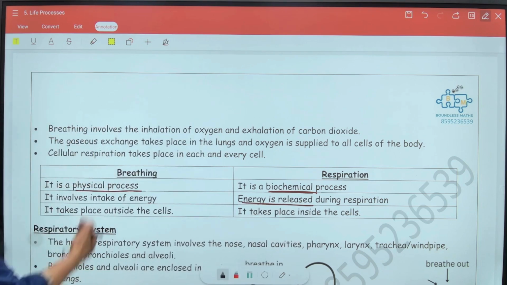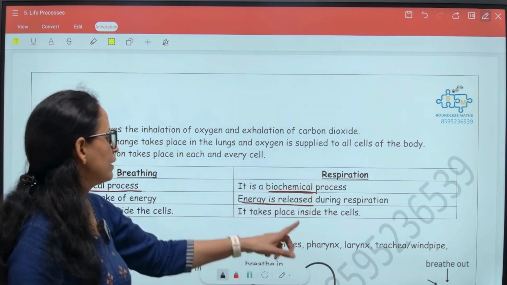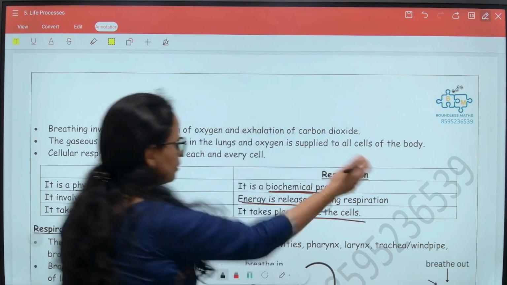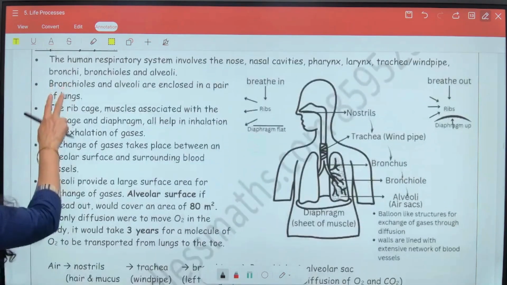Now, breathing takes place outside the cells. So, it is a system where air is getting in and then moving out also. Whereas respiration takes place at the cellular level, inside the cell, and energy is mainly released in respiration. Now, let's look at the respiratory system of humans, how it works.